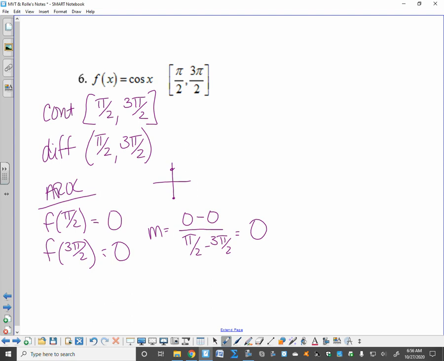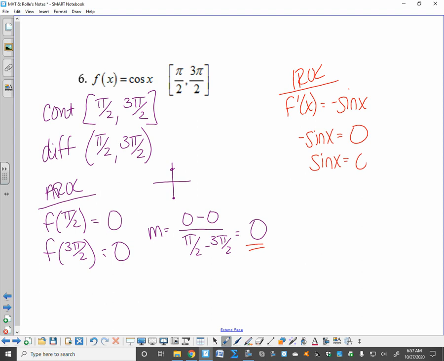So I'm now going to go find the I-rock, which involves the derivative of cosine, which is negative sine. So now I'm going to set negative sine of x equal to my A-rock. I'm going to divide by -1.